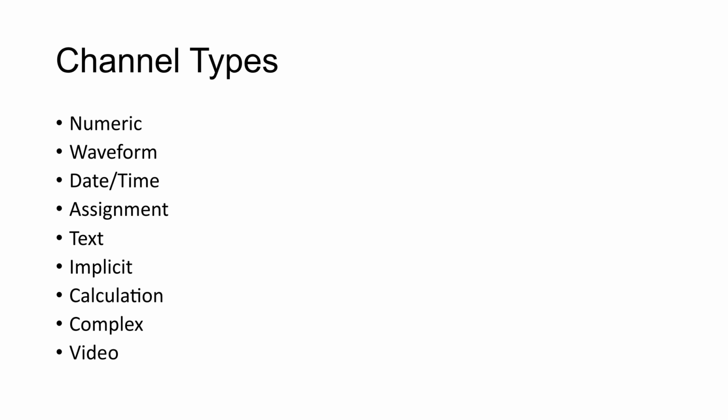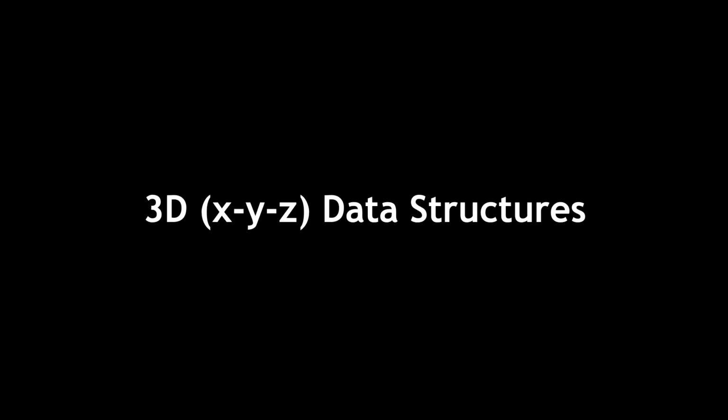Calculation channel values are derived from a formula that typically references one or more channels and constants. A complex channel consists of real and imaginary values that are alternately stored in a channel. A video channel contains reference information to an external video file.